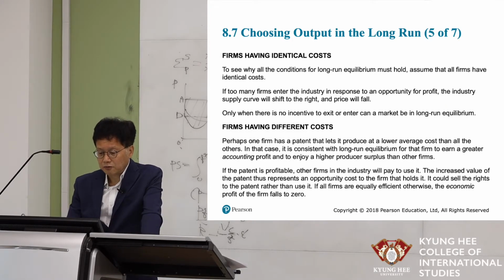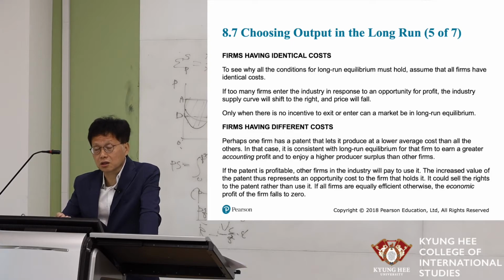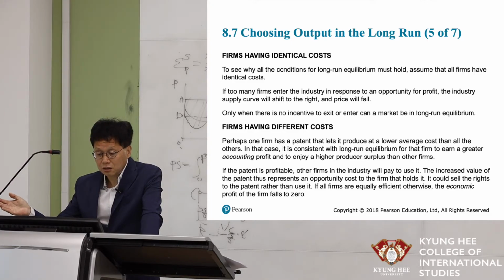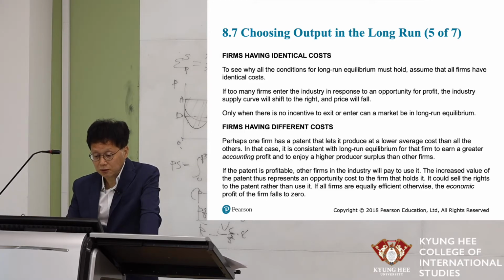And firms having identical costs. To see why all the conditions for long-run equilibrium must hold, assume that all firms have identical costs, identical cost structure, same marginal cost curve, same average cost curve, same production function, right? If too many firms enter the industry in response to an opportunity for profit, the industry supply curve will shift to the right, as I said before, and price will fall, right? Demand the same, production increases, then the market supply curve shifts to the right, then price falls, okay?